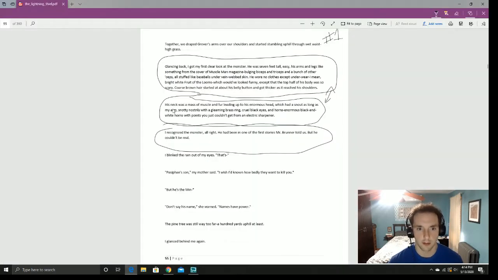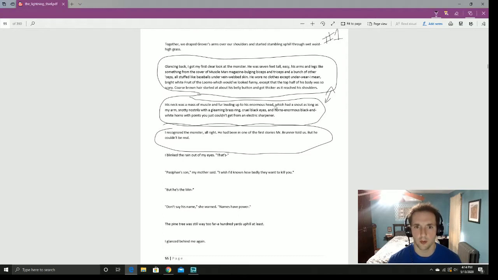It says right here, "His neck was a mass of muscle and fur leading up to his enormous head, which had a snout as long as my arm, snotty nostrils with a gleaming brass ring, cruel black eyes, and horns, enormous black and white horns with points you couldn't get from an electric sharpener." And so in this paragraph, it's describing the look of this monster. Right? It's describing what its head and its upper body looked like. And so I think the author included this.